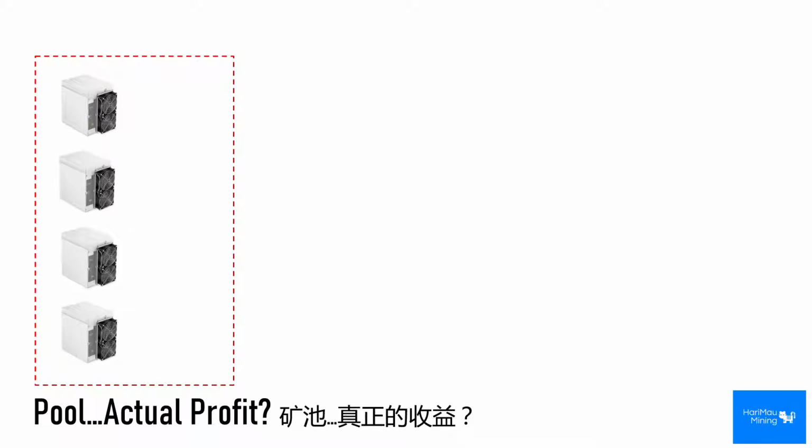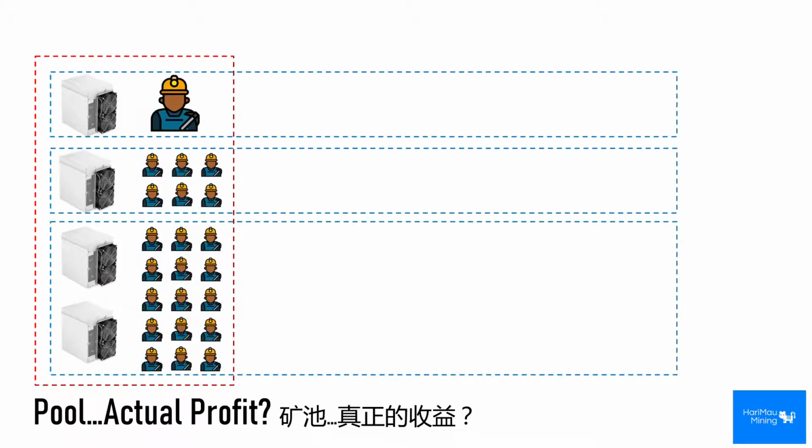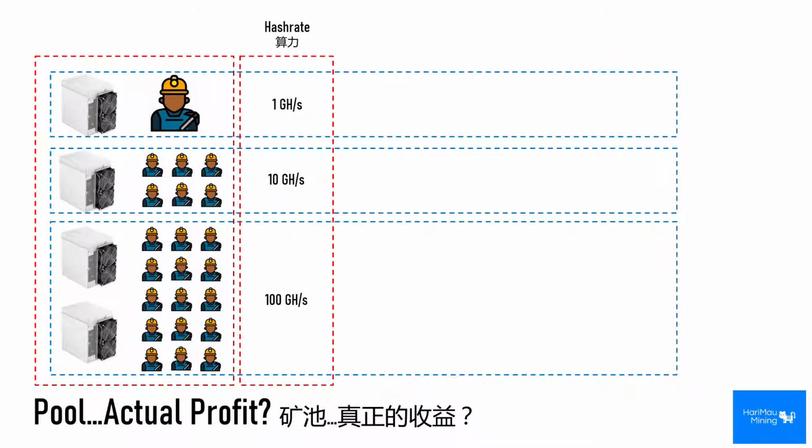The third one is about pool. What we want to know about pool is that it will determine the actual profit that we want to get from the pool. For example, there are a lot of mining machines in the world. Some people have one machine, so maybe the hash rate is around 1 gig. For the second example, maybe 6 people have 10 gigs of hash rate. And then the third group, 15 people, have 100 gigs. Definitely they have a lot of mining machines, but I cannot put the pictures here.